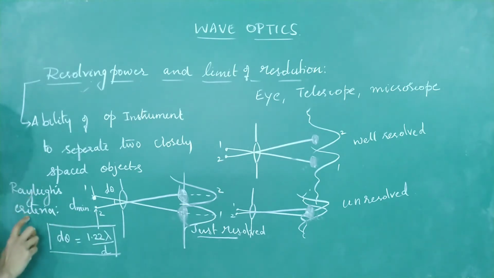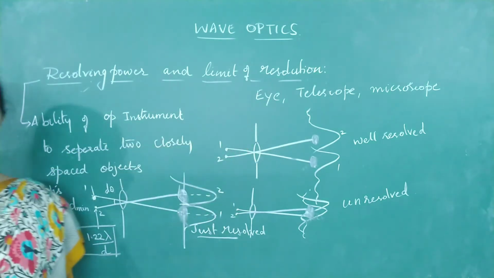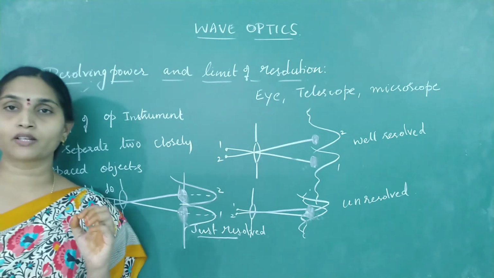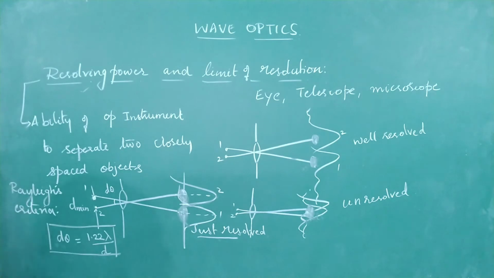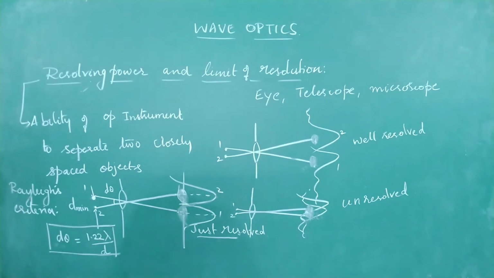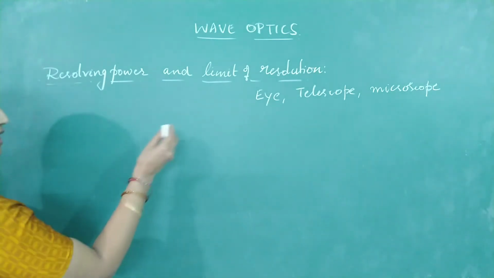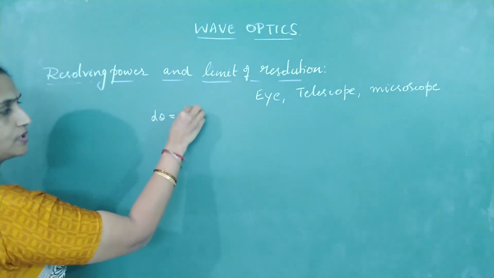So by making use of this Rayleigh's criteria, let us see what will be the resolving power of the eye as well as of a telescope. Okay, we are going to get the same answer for the eye as well as for a telescope, but microscope is different because it has to produce even magnification. So let us look into the resolving power and limit of resolution of the eye and a telescope. So coming to resolving power of the eye and a telescope, okay, according to Rayleigh's criteria, what should be the angular separation between the 2 point objects?